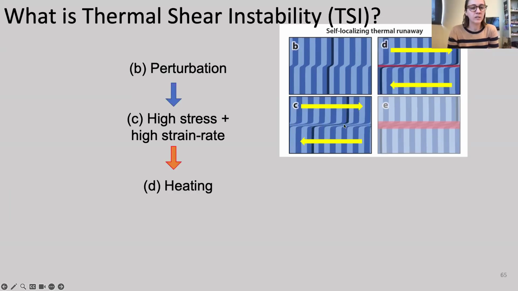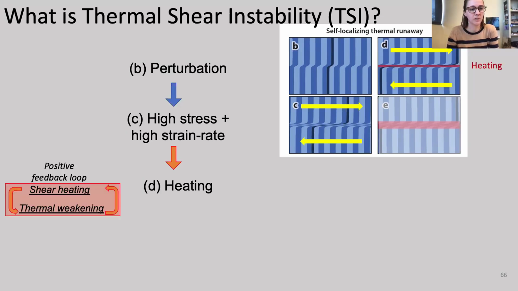And as we continue to shear that block of rock, you're going to keep deforming at high strain rates in that localized region, and you're actually going to start to heat the material. And you're going to enter into this positive feedback loop where you're heating the material, and as you're heating it, you're also weakening it.